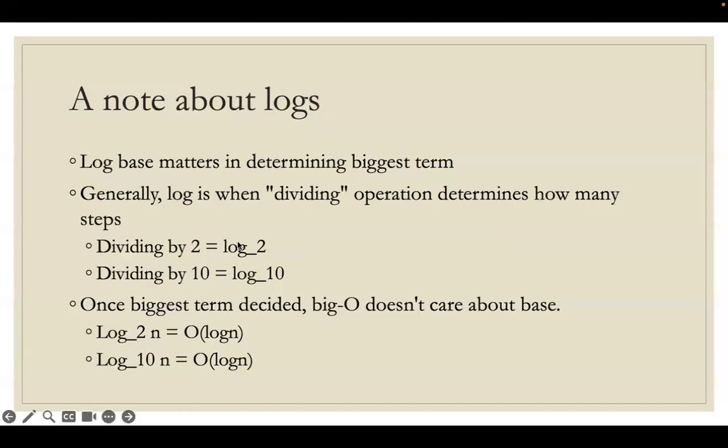Once you've decided it's either log base 2, that's the biggest term, or log base 10, then you throw away the base and it's just log. So log base 2 of n, the big O of that is just log n. Log base 10 of n is still big O of log n.